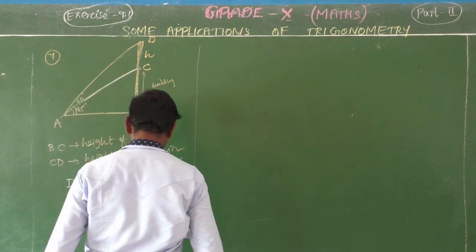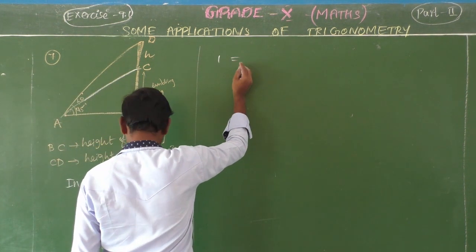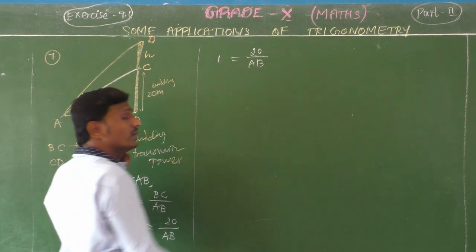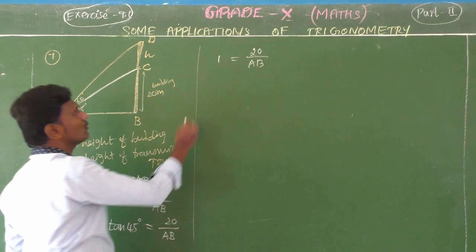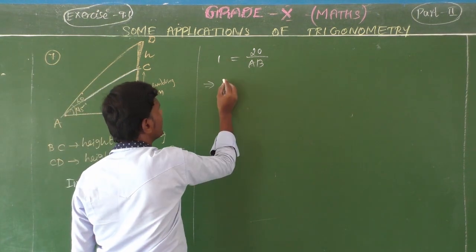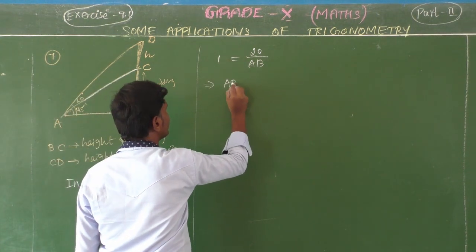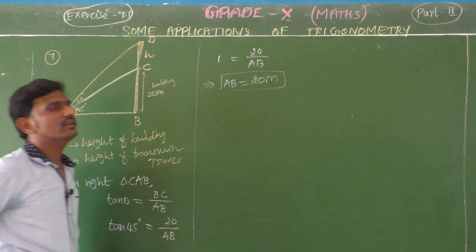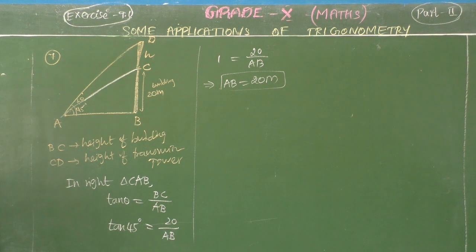Now the value of tan 45 is 1, which is equal to 20 by AB. Here I am going to move the denominator from the left side, and it will come to the numerator. So AB is equal to 20 meter.